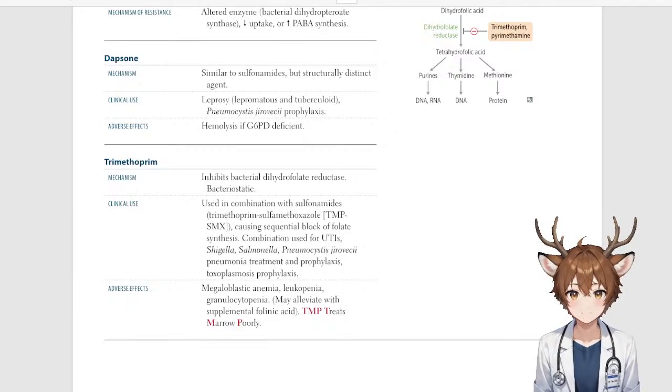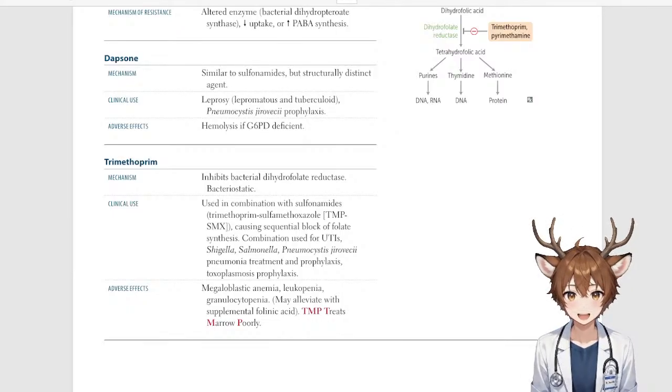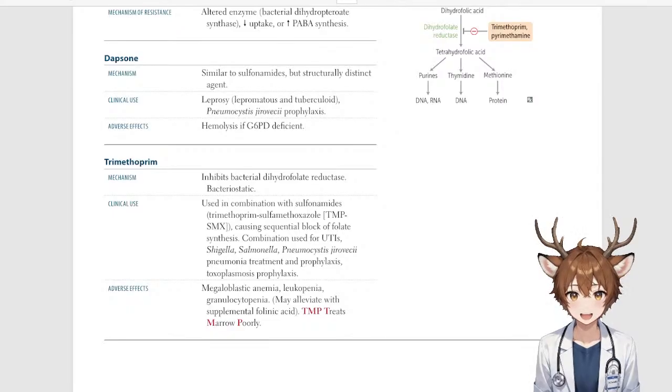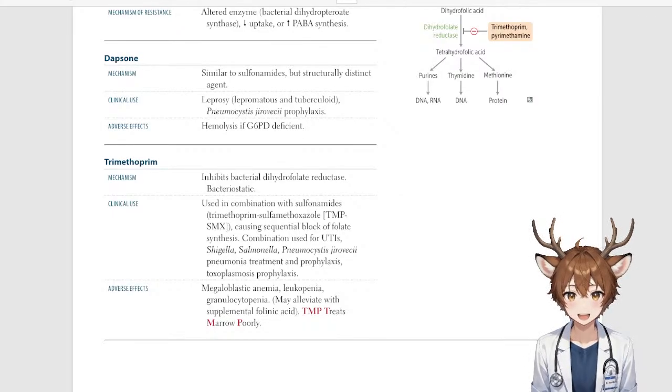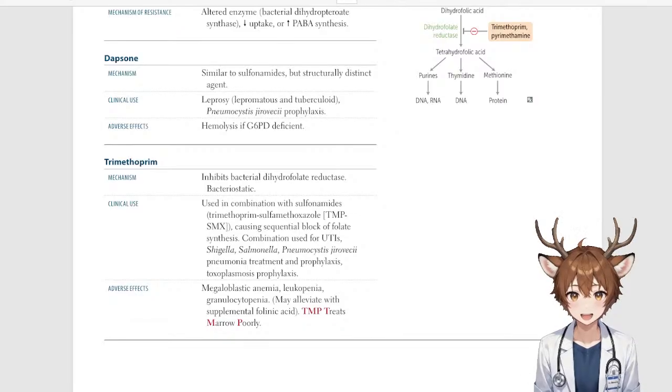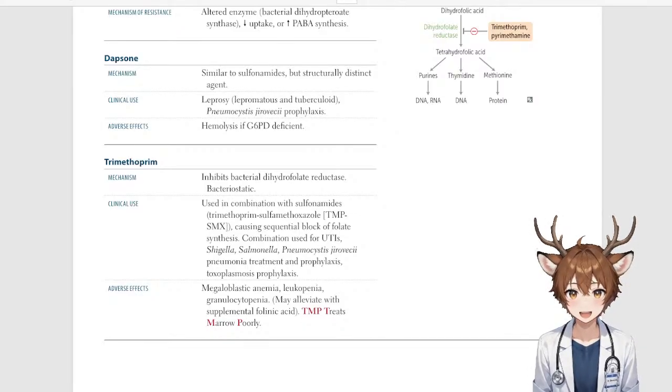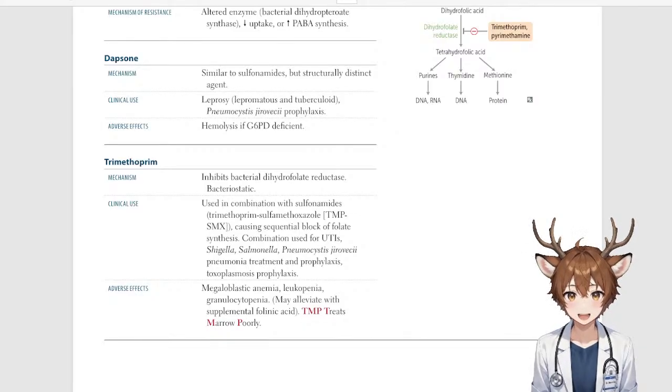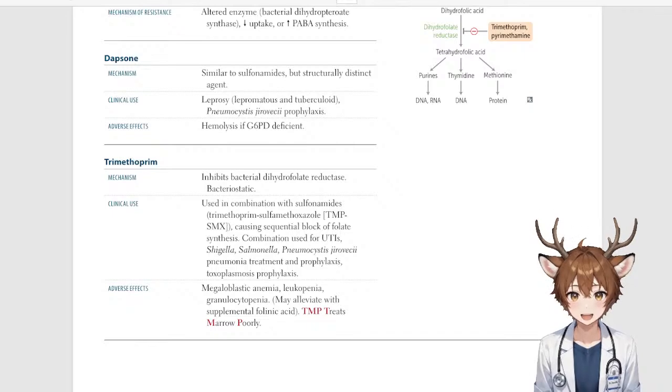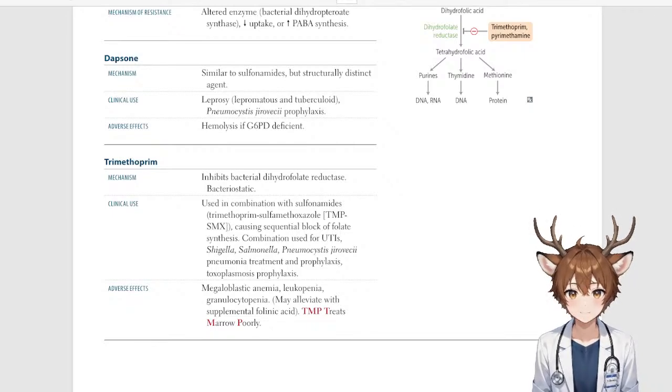Adverse effects for trimethoprim: megaloblastic anemia, which should make sense to you if you understand what B12 does in the first place. What does B12 do? Think about it for a moment. Think about the mechanism of B12 and think about how this would cause megaloblastic anemia. Well, not B12, folate. Think about what folate does. Slip of the tongue.